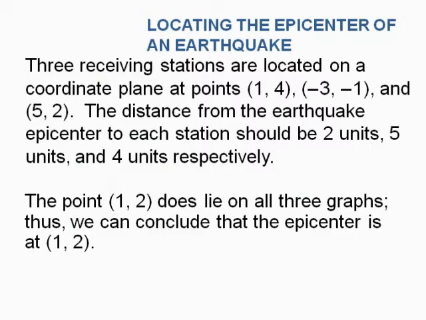So by this, we can say the 3 receiving stations are located on the coordinate plane at points (1, 4), (-3, -1), and (5, 2). The distance from the earthquake epicenter to each station should be 2 units, 5 units, and 4 units, respectively. This point (1, 2) does lie on all 3 graphs. Thus, we can conclude that it is the epicenter.